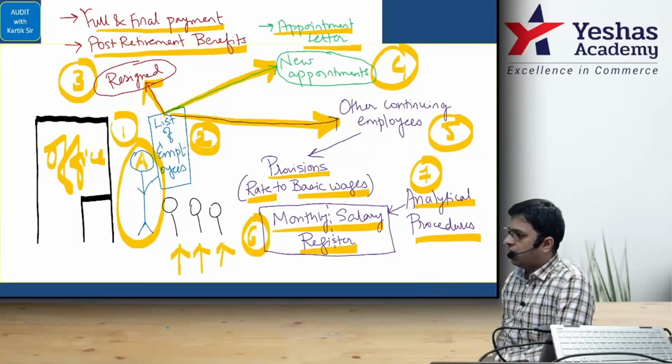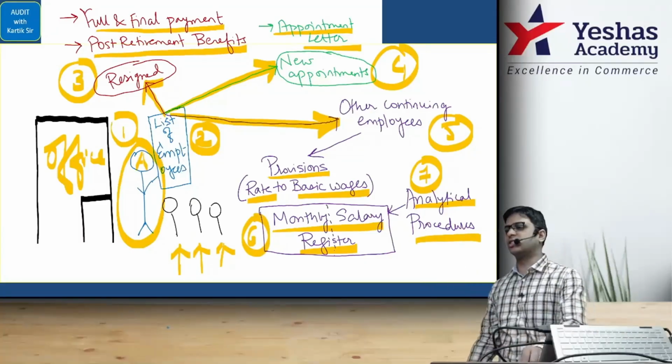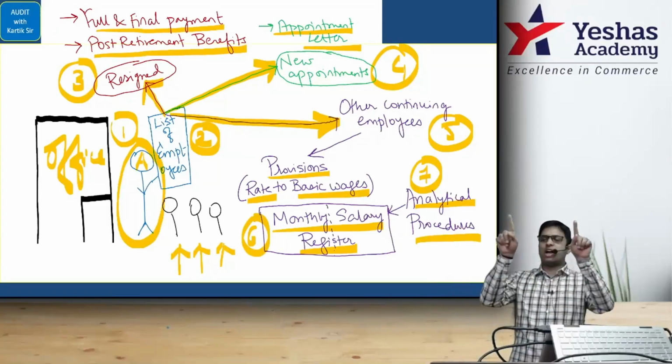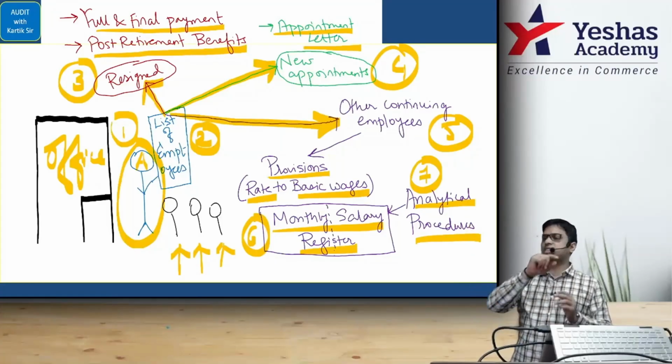Can I say it once? Simple. You do the diagram, the answer is done. No tension on it. Tell me. First is what? I have to stand outside the office gate and count the number of employees. Then we will have the list of employees, which basically contains resigned, new hires, and other continuing employees.